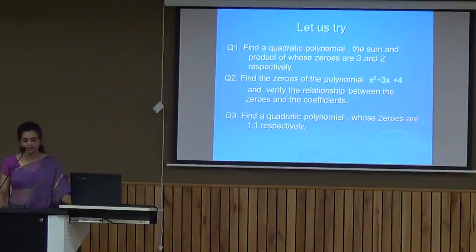Now let us try. Find a quadratic polynomial, sum and product of whose zeros are 3 and 2 respectively. Now the sum is 3, product is 2. This is a very oral question. Let's do it in the mind. It's going to be x square minus sum of zeros into x plus product. Sum of zeros is 3, product is 2. This gives us x square minus 3x plus 2.